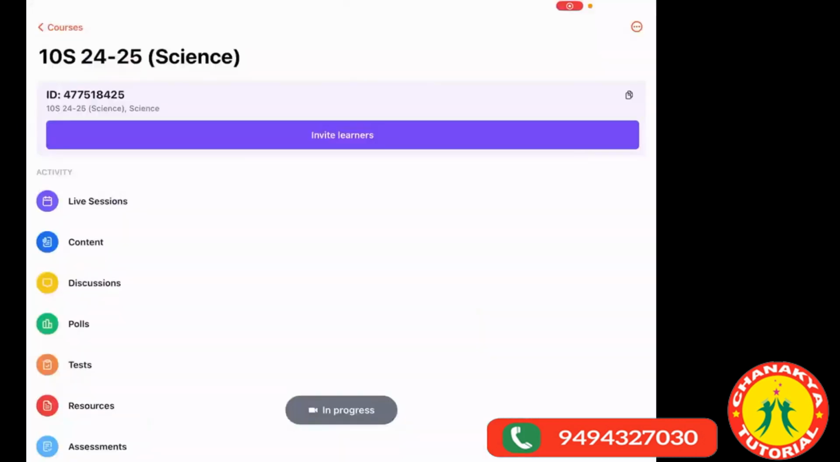So understood, children, how we are supposed to do this experiment? Yes, these two are very, very important experiments for your exam.